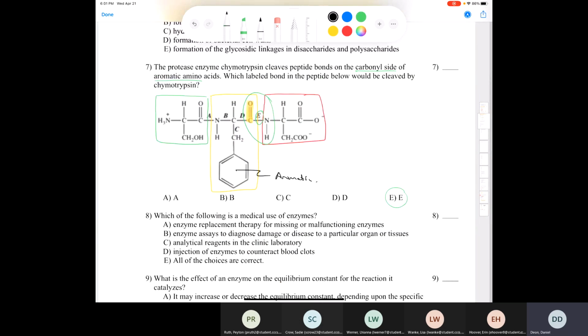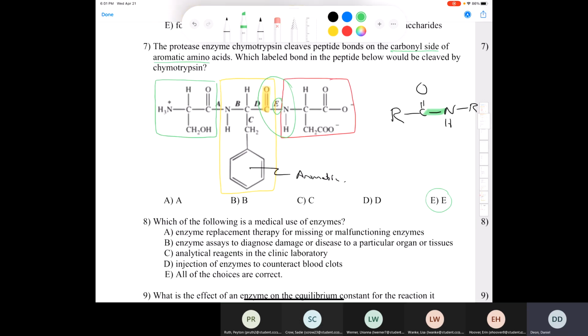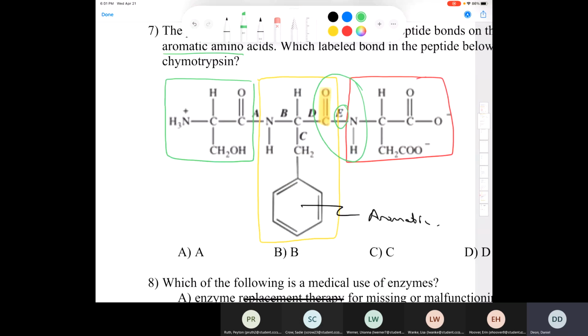Remember, a peptide bond is the bond between the carbonyl carbon and the nitrogen. All right, I know that you can all recognize an amide when you see it, but the peptide bond is this bond right here, the one between the carbon and the nitrogen. How many peptide bonds are in this molecule, in this tripeptide? There's only two, right? I'll use my blue highlighter. This is a peptide bond, and this is a peptide bond. Those are the only two peptide bonds in the entire molecule. But E is on the carbonyl side of the aromatic amino acid.